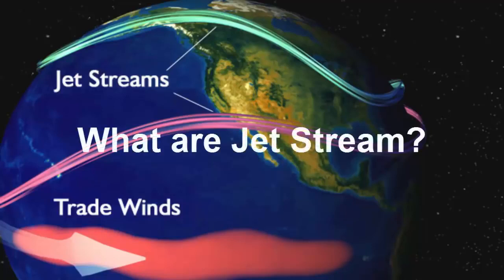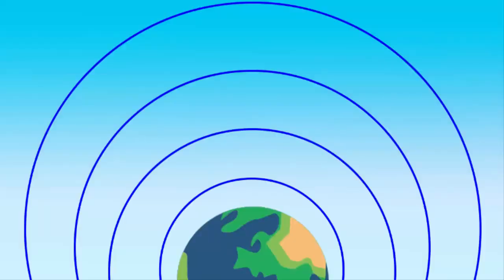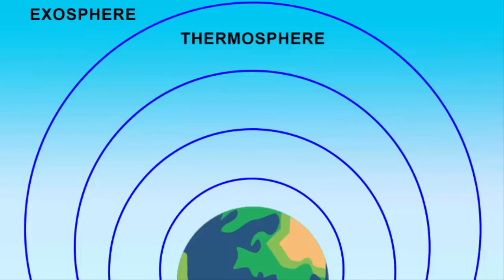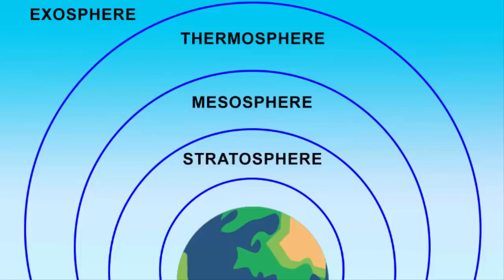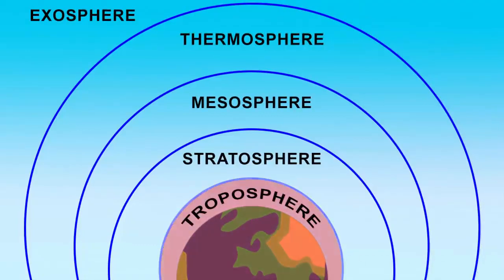So what are jet streams? Jet streams are winds that flow high up in the atmosphere. These are the layers of atmosphere from highest to lowest. We have exosphere, then thermosphere, mesosphere, stratosphere, and troposphere. Jet streams are typically active at 6 to 11 kilometers above the surface of the Earth, and it is mostly found in the troposphere, which is the first layer of atmosphere.